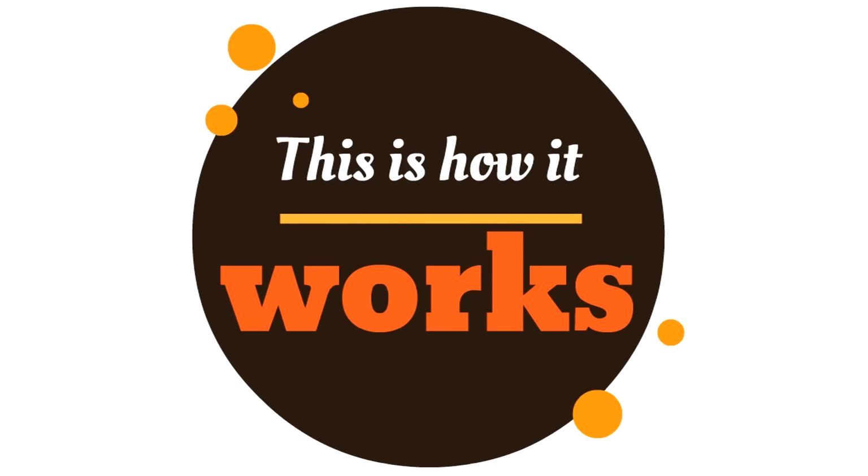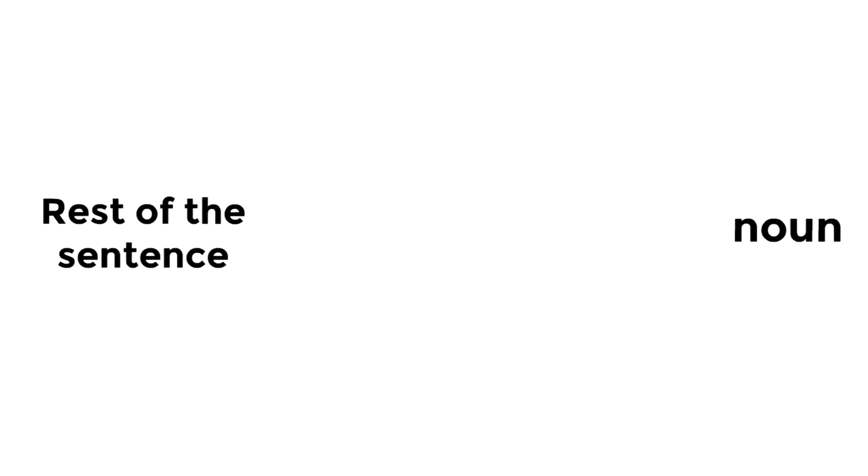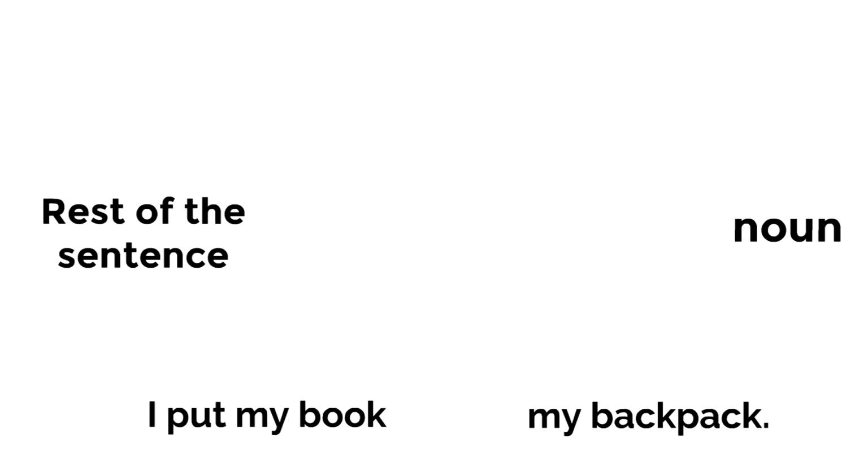And this is how it works. For example, let's say we've got a noun at the end here, and then we've got the rest of the sentence. Now, we've got a problem. There's a big gap. Something's got to go in between. Now, let's say the part with the noun is my backpack, and the rest of the sentence is, I put my book. I put my book, my backpack. There's a gap. I mean, it's a lonely backpack. We need a connecting word. We need a bridge.